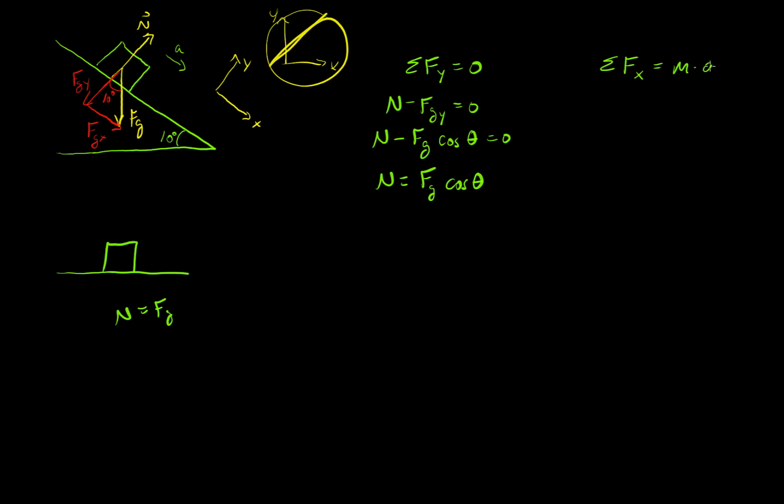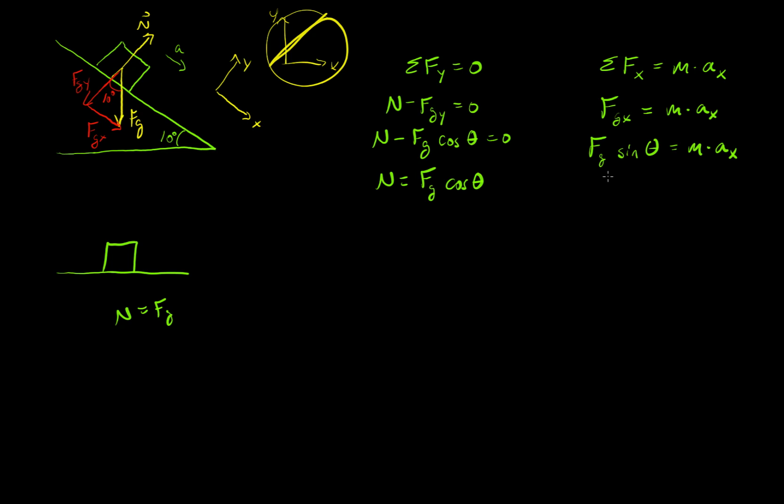Now the net force in the x direction, it's only this. So we're going to have acceleration, so we have Newton's second law. Mass times the acceleration in the x. And the only force is going to be the Fg in the x direction. That's going to be Fg sine theta is equal to the mass times the acceleration in the x.